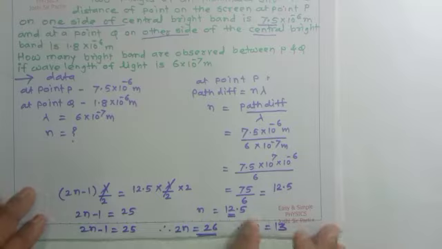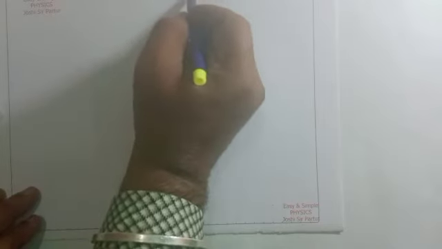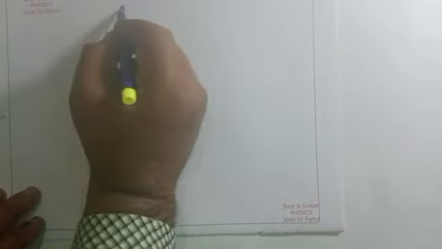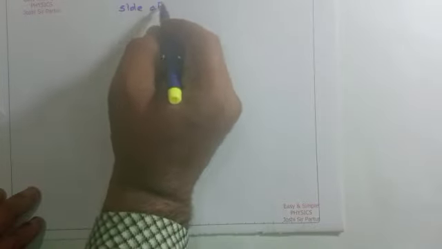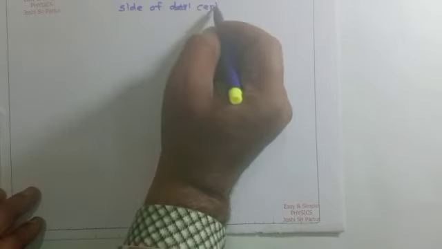So, on one side of the central bright band, 13 dark bands appear.